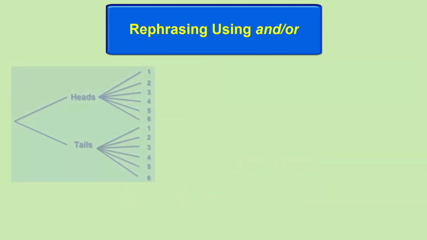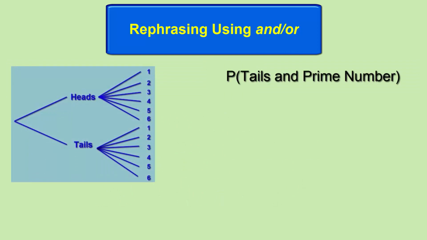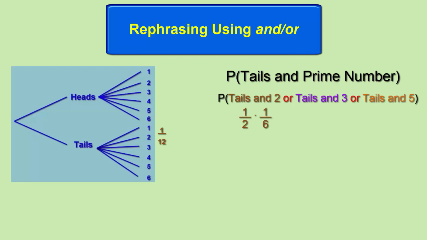In the case where a coin was tossed and then a die was rolled, find the probability of getting tails and then a prime number. This is the probability of getting tails and a 2, or tails and a 3, or tails and a 5. It should make sense that and implies multiplication.